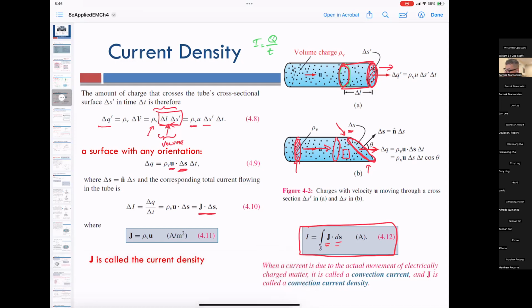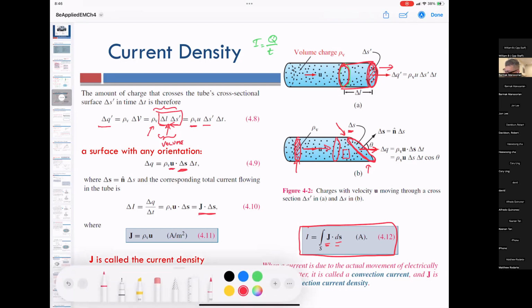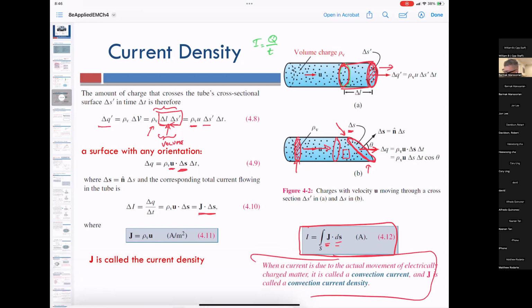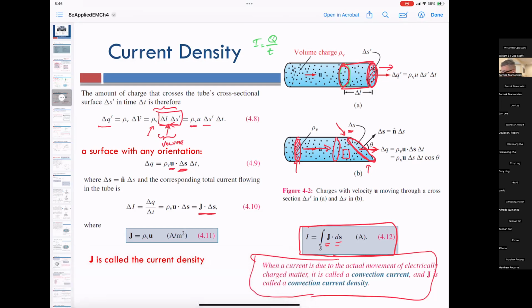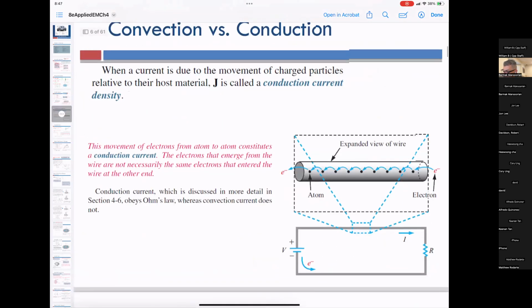So this is kind of a little bit of housekeeping definition here. This talks about convection and conduction currents. I don't know if you guys have heard of convection currents, and I had never heard of a convection current before, so I had to look that up. So this is convection versus conduction current.